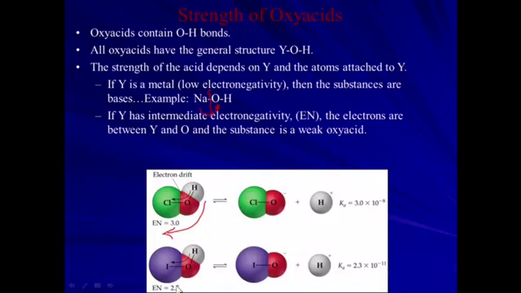Over here, this one is less so, and so look at their Ka values. This one is to the power of -8. This one is to the power of -11. This is a much weaker oxyacid than this one, simply due to the electronegativity values of what it's attached to the OH.